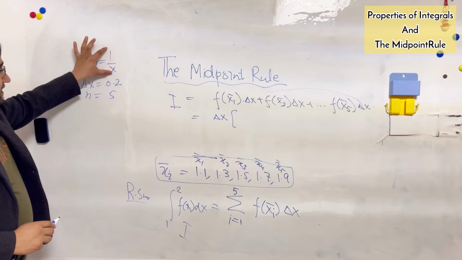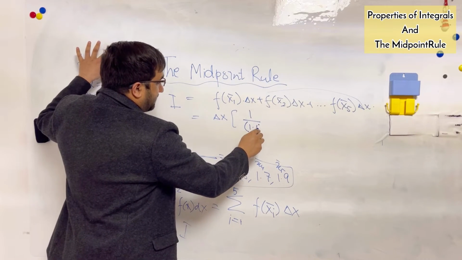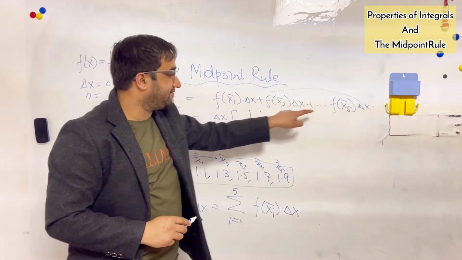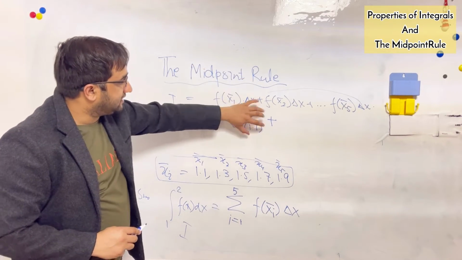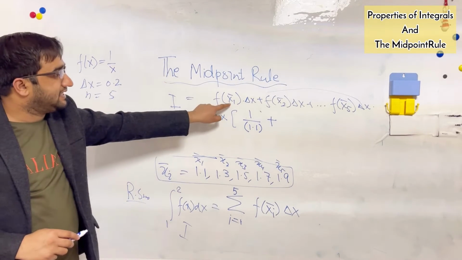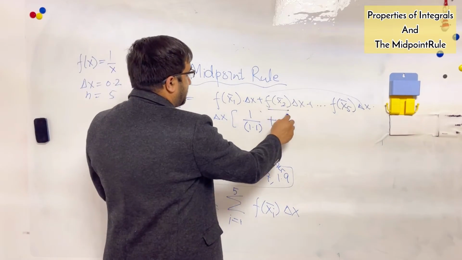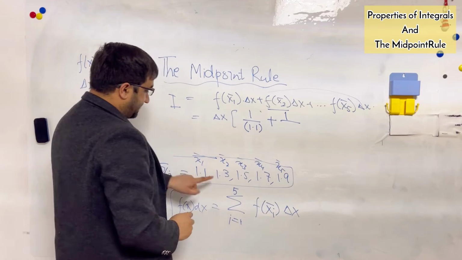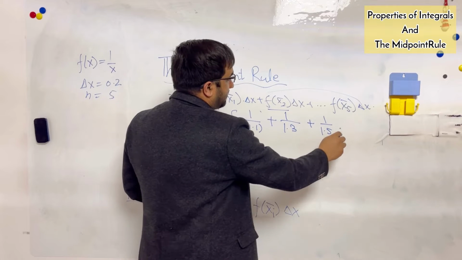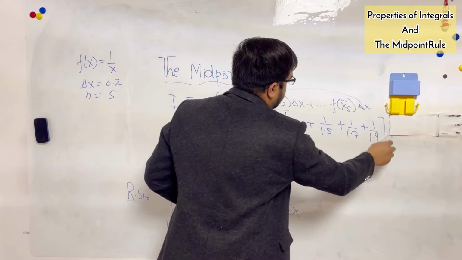So the value of the function at these numbers. But what is the function? The function is 1 over x. I have taken delta x common outside from everywhere, so I am now only going to write these values. The function is 1 over x. Wherever there is x, replace it with these numbers. For the first time, replace it with the first number. Second time, replace it with the second number, x2 bar, plus 1 over x3 bar, plus 1 over x4 bar, plus 1 over x5 bar.